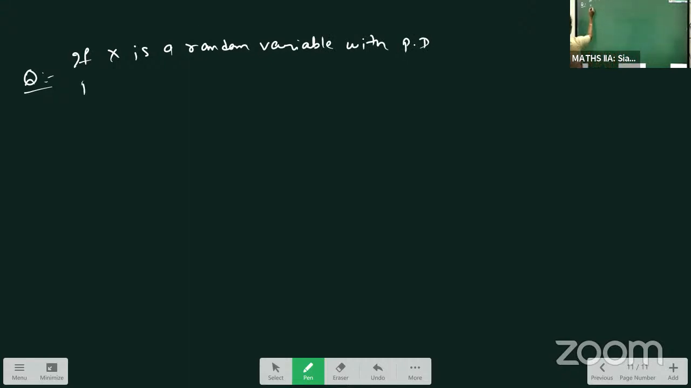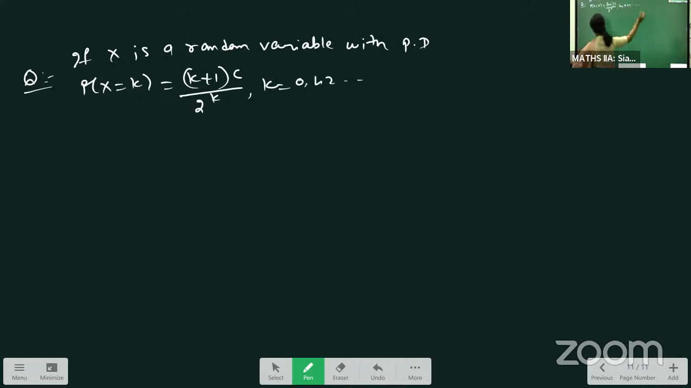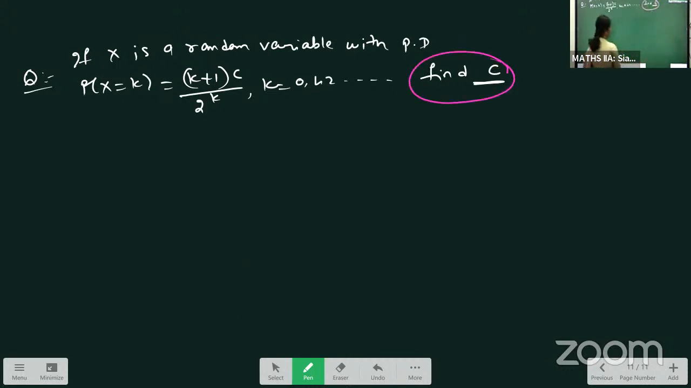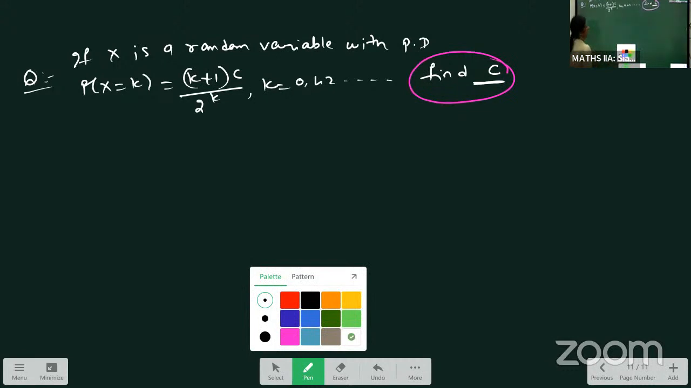P of X is equal to k is equal to (k plus 1) into c by 2 to the power k, where k is equal to 0, 1, 2, so on. Then find c. The question is we have to find out the value of c. Same concept, find c. What is he asking? Find c. So a constant value we have to find out.